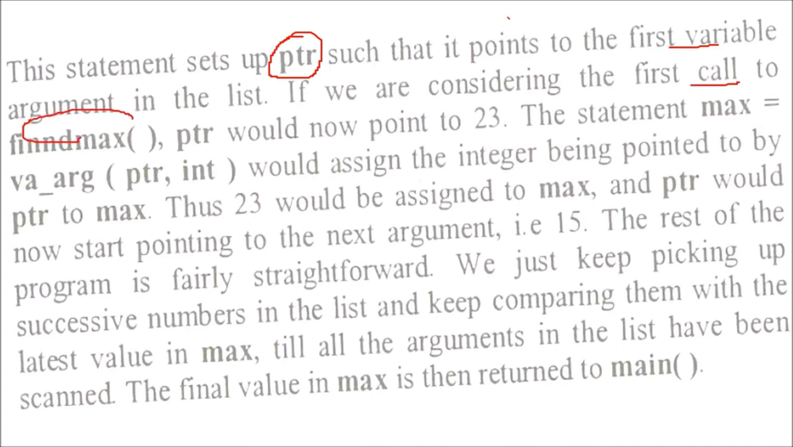Now PTR in this case will point to 23. So the statement max is equal to VA underscore ARG PTR int assigns the integer being pointed to by PTR to max. In this case, 23 will be assigned to max, because if we compare 5 and 23, 23 is greater. And PTR would now start pointing to the next argument in the list, which is 15. And this is how things go on.